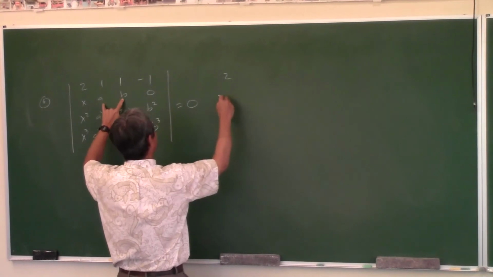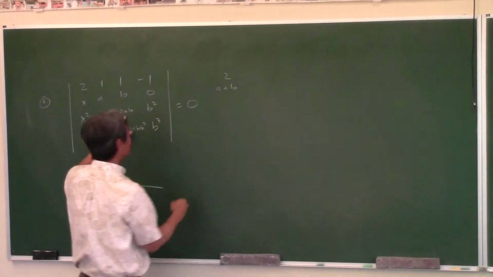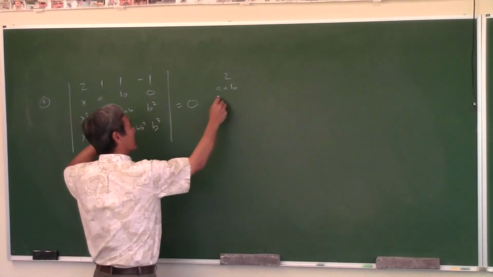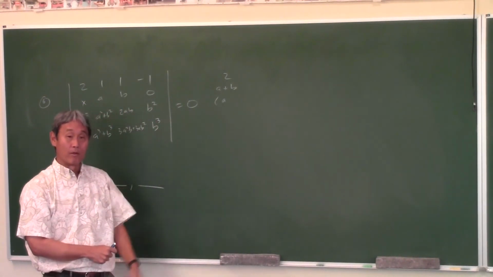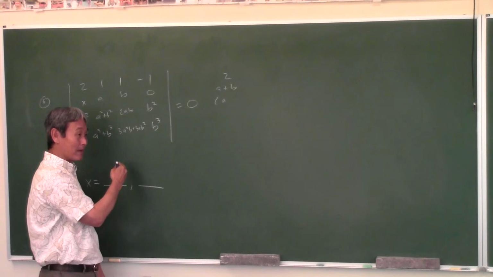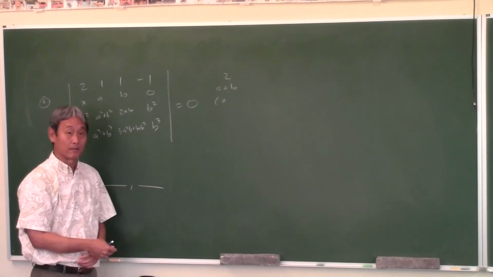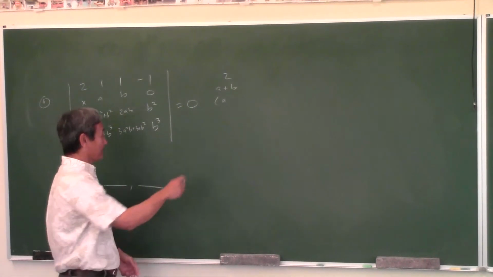Cool, I'm just gonna write it here. A plus B, what happens when you add these two? Wait, why can you add? Oh, it becomes A plus B squared. Remember, if you multiply a column by a number and add it to another column, it's like multiplying by 1 and adding. A plus B quantity squared.